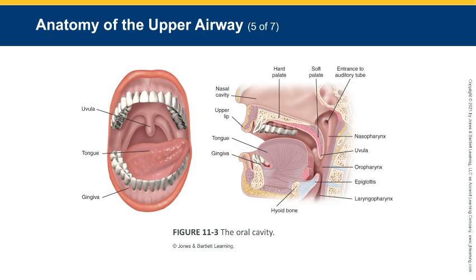The oral cavity, or mouth, serves as an alternate airway when the nasal passage is obstructed. It is also responsible for speech production and houses the tongue, which can sometimes obstruct the airway in unconscious patients.